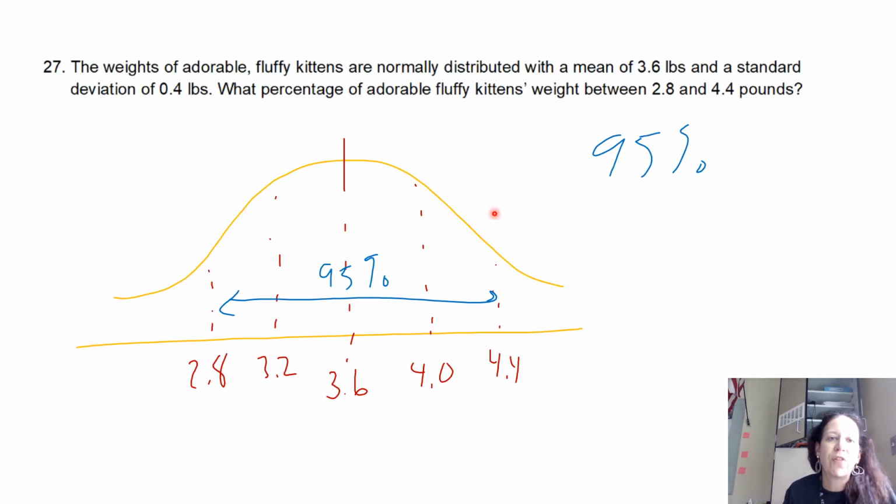The weights of adorable fluffy kittens. So the mean was 3.6. The standard deviation was 0.4. So we add 0.4 and subtract 0.4 to go on either side. 2.8 and 4.4 are within the two standard deviations, and that is our 95% interval. So that says 95%. Hopefully you caught all those numbers. Again, pause if you need to.